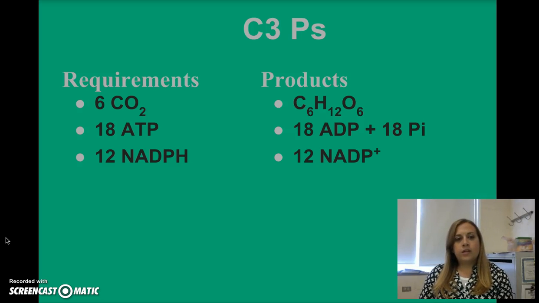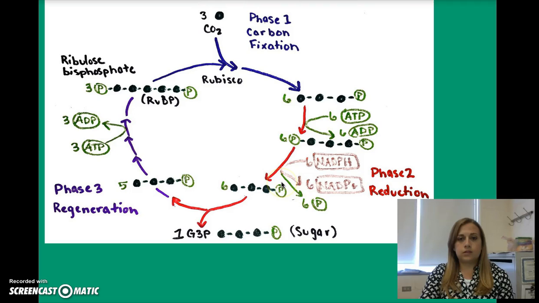So here are the requirements and the products for the Calvin cycle. We're going to look at 6 carbon dioxides. Those 6 carbon dioxides are going to get changed into a molecule of glucose. Since you've got 6 carbon dioxides and 6 actual carbons, then you can produce a glucose, which is made of 6 carbons. You need 18 total ATP, and so after this you will have made 18 ADP and phosphates, and you need 12 NADPHs, which means you will use those 12 and create 12 NADP pluses.